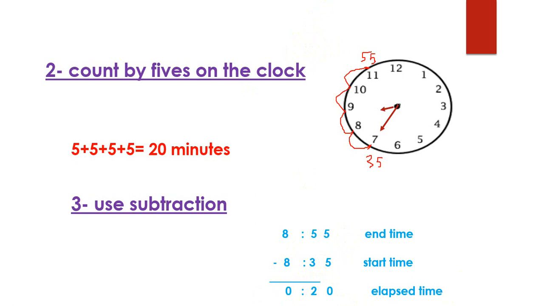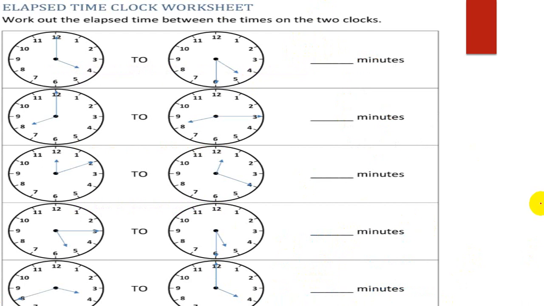Okay, let's now solve this activity. Work out the elapsed time between the times on the clocks. The time here is what? 4 o'clock, and here it's 4:30. So you can count by 5 on a clock from 12 until 6. Yes, 5, 10, 15, 20, 25, and stop here. So how many minutes? 30 minutes.